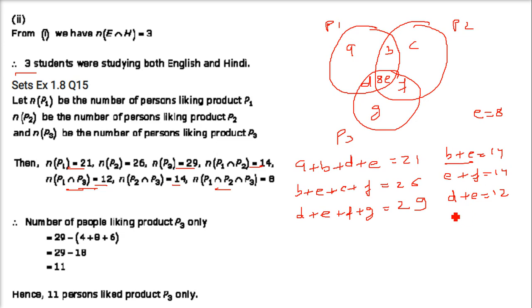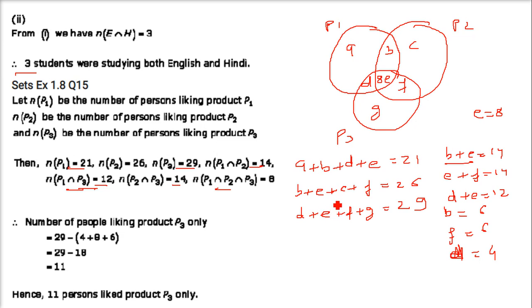So E is 8. If we put that here, B will be what? 14 minus 8. That will be 6. Then E plus F. Put E here. F will be 14 minus 8. So F will also be 6. Then B also we got, F also we got. Now D plus E. E is 8. So D will be what? It will be 4. So B, F, D is known.